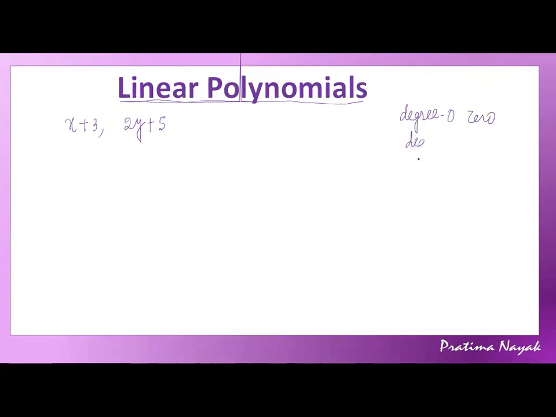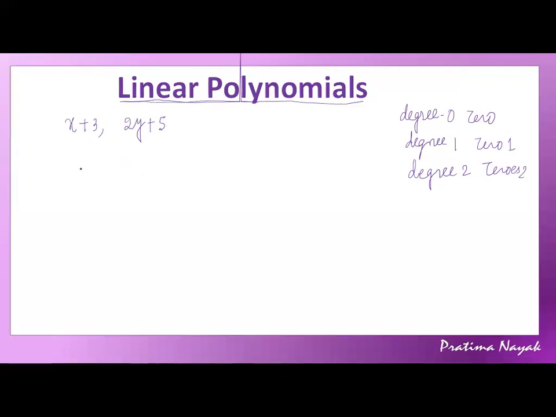Degree 1 is called a linear polynomial. Degree 2 is a quadratic polynomial. It has zeros. How many zeros? 2 zeros, and so on. So how to find the zero?